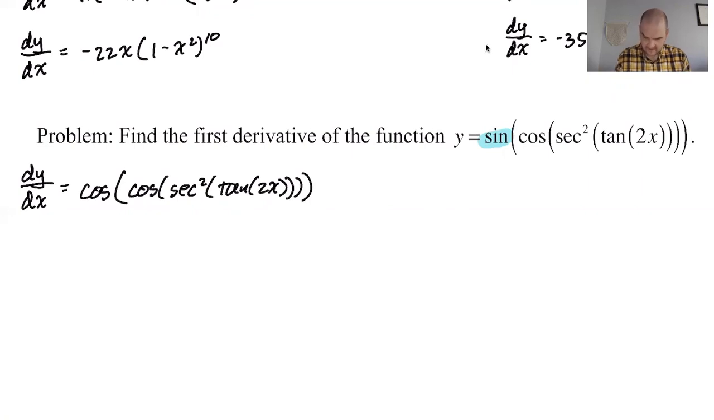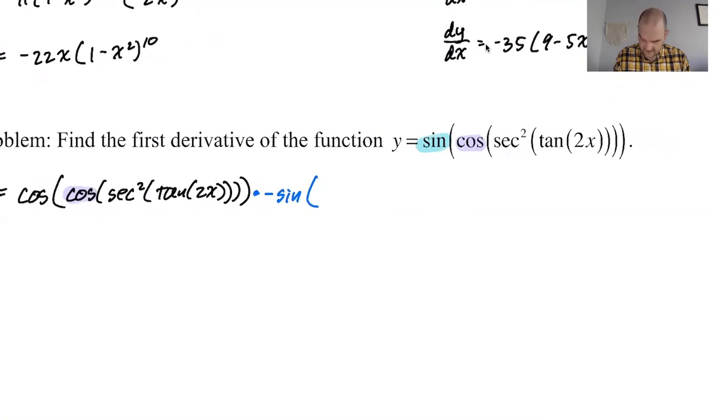So I'm going to highlight inside the derivative as I go. That thing is the cosine of something. So now we're finding the derivative of cosine of something, like there and there. The derivative of cosine of something is the negative sine of that thing. That thing is the secant squared of the tangent of 2x, and it's 1, 2, 3 open, 1, 2, 3 closed, times the derivative of that thing.